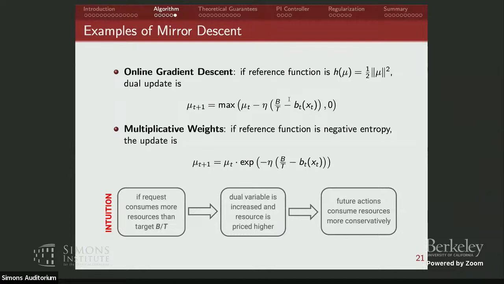The intuition here is that b is your total budget, T is the time, b over T is your target consumption, and b_t x_t is your real consumption. If you consume more resources than the target, then the dual variable is going to get higher, and later on you're going to be more conservative in consuming the resource.